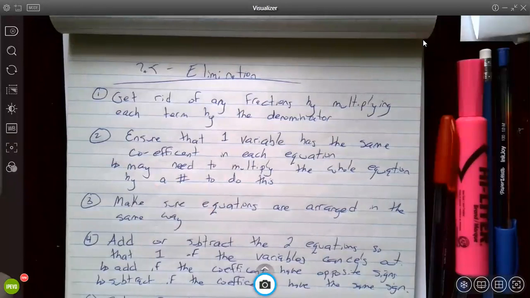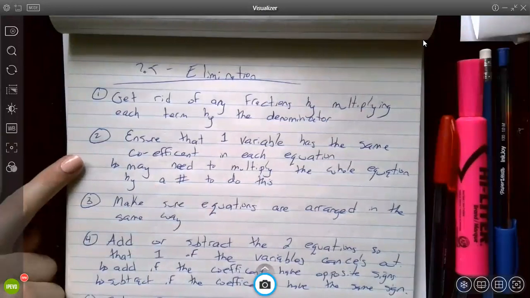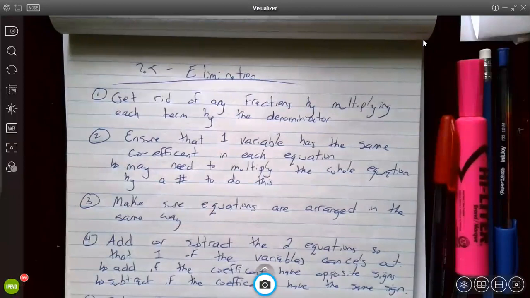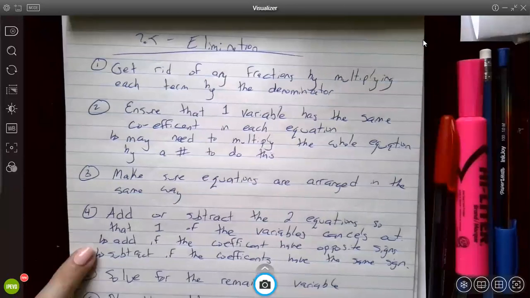And then you want to make sure that one variable has the same coefficient in each of your two equations. In order to get them to be the same, you may need to take an entire equation and multiply it by a whole number. Then you want to make sure that the equations are arranged the same way so that the constants are in the same spot and any variables are in the same spot. And then you need to either add or subtract the two equations so that one of the variables cancels out.